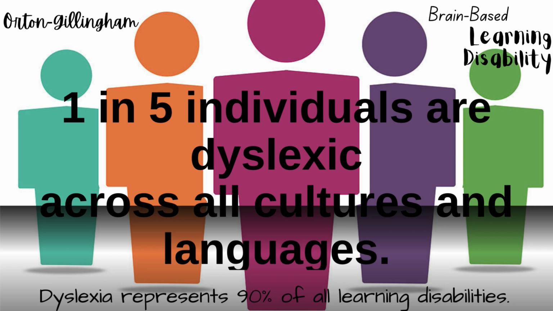In conveying this information, the Infopic I've chosen is this one. I created it, and the idea is that 1 in 5 individuals are dyslexic across cultures and languages. So that represents 20% of their population of students. It is a brain-based learning disability, and Orton Gillingham and the research behind Orton Gillingham is what is proven to be evidence-based and show a difference in outcomes for students with dyslexia. And of all learning disabilities, dyslexia represents about 90% of them.